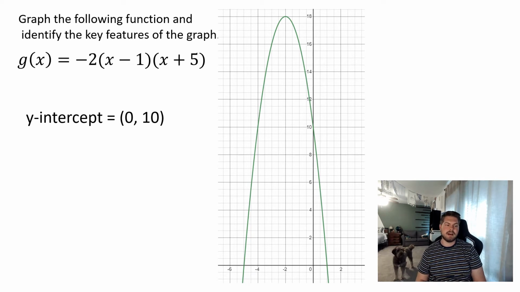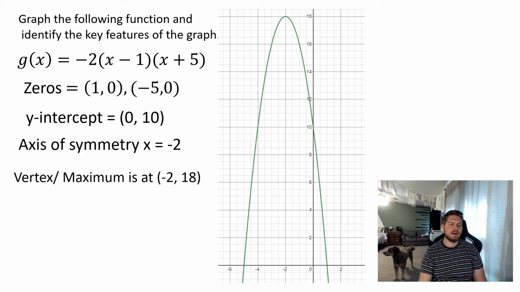So I went ahead and I did the graph for you. We have our key features, of course, just like we had on the last one. So our zeros, if you look on this graph, are at 1 and -5. Our y-intercept, you can put a dot at (0, 10). Axis of symmetry at -2, and the main vertex at (-2, 18). So knowing all that, you can make a rough parabola or quadratic graph, which looks just like what we have right here.